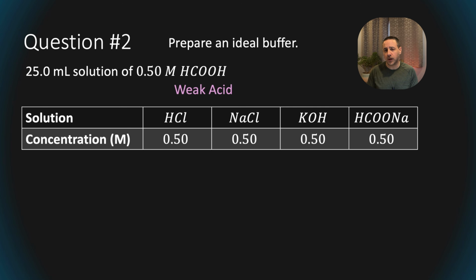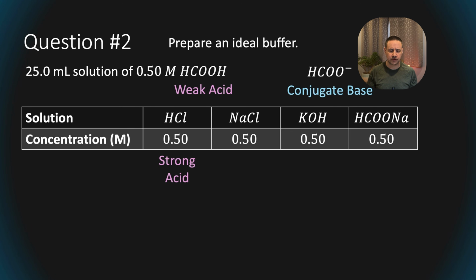When you work through any buffer problem, what I would highly recommend is always first identify the conjugate acid-base pairs. We've got the weak acid, HCOOH. The conjugate base to this is HCOO-. You should be comfortable with those carboxyls. Which one of these can we add to a weak acid to create a buffer solution? Let's identify what they are and see if mixing them together will work.